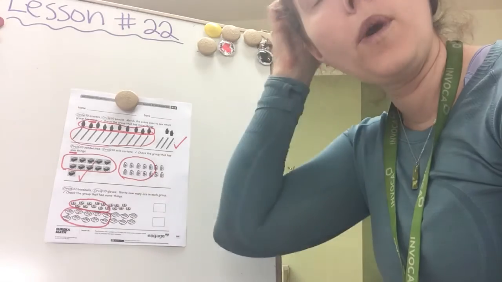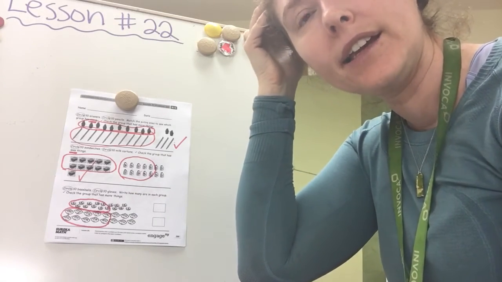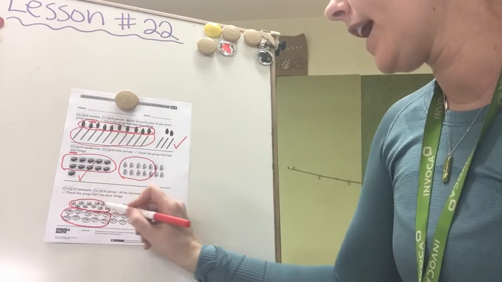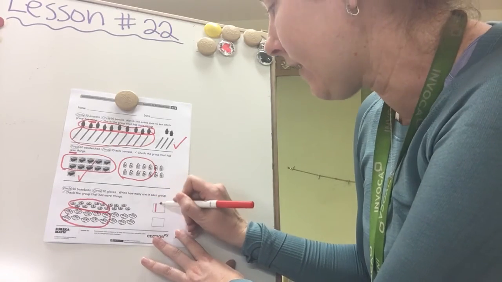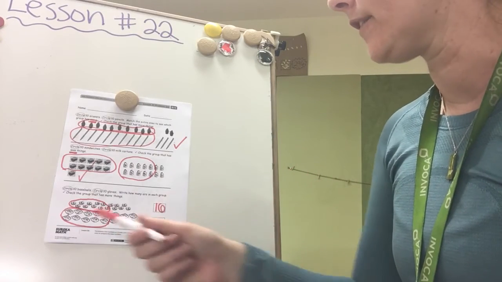10, 6. What does 10, 6 make? Oh, I forgot. What does 10, 6 make? If I don't remember, what can I do? Count. 10, 11, 12, 13, 14, 15, 16. There are 16 baseballs. Now let's do the gloves.